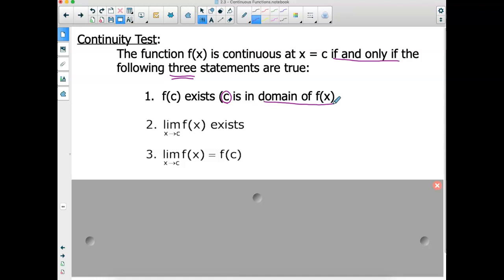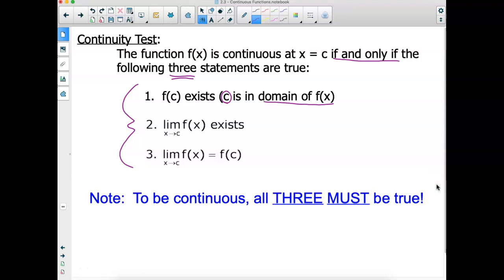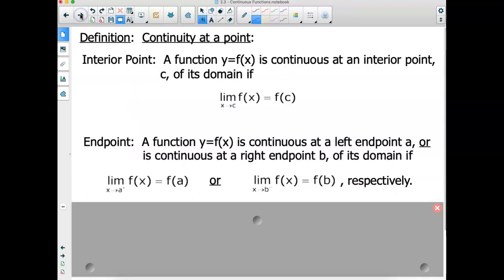Number 2, the limit as x approaches C of the function has to exist. So not only does the functional value have to exist, the limit has to exist. And number 3, the limit value has to equal the function value. Okay? So all 3 of these things kind of piggyback each other along. And I wrote a little note here. Note, to be continuous, all 3, and I did all 3 in capital letters because it's important. If one of these 3 things is not true, the function is not continuous. All 3 must be true for the function to be continuous, okay?